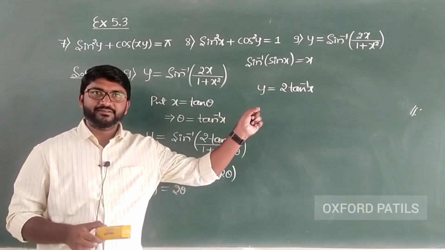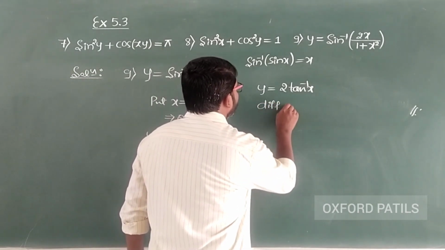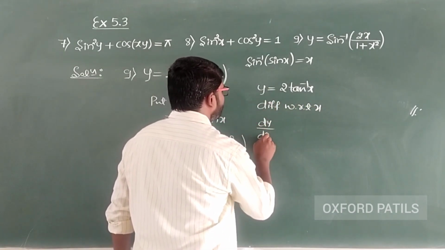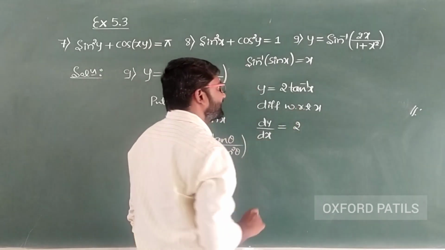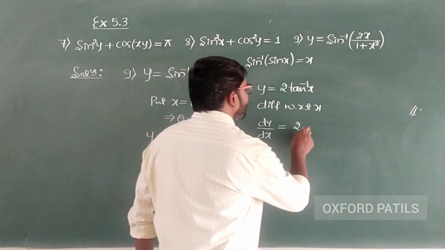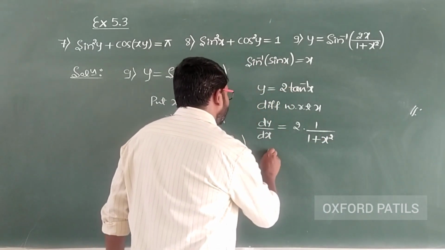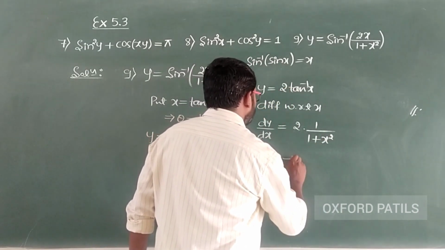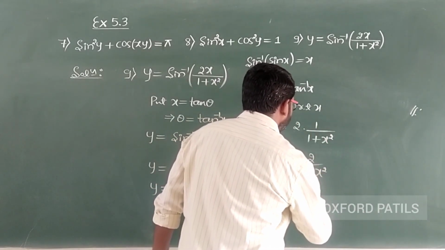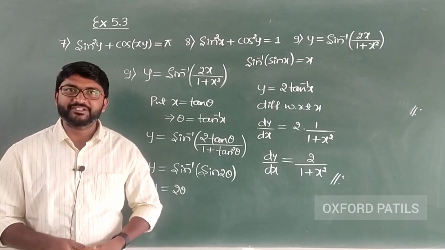Now we will have to go for the derivative. Differentiate both the sides with respect to x. So derivative of y will be dy by dx, which is equal to 2, a constant, must be written as it is. What is the derivative of tan inverse x? It is 1 divided by 1 plus x square. So into 1 divided by 1 plus x square. Overall the answer is dy by dx equals 2 into 1, it is 2 divided by 1 plus x square. So this is the required answer for question number 9. Note down this and then we'll move on to the next question.